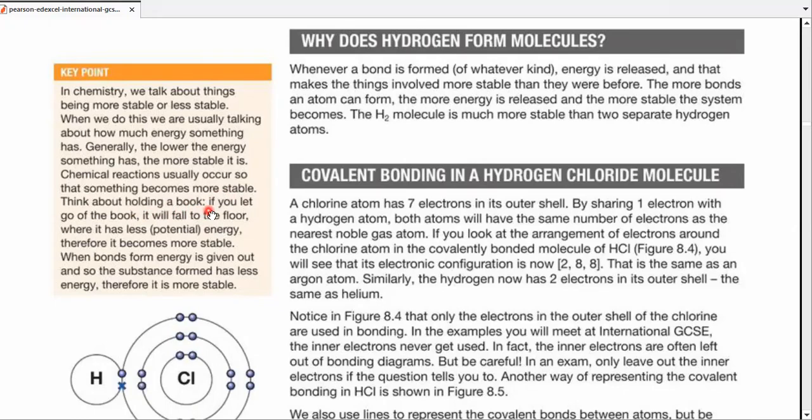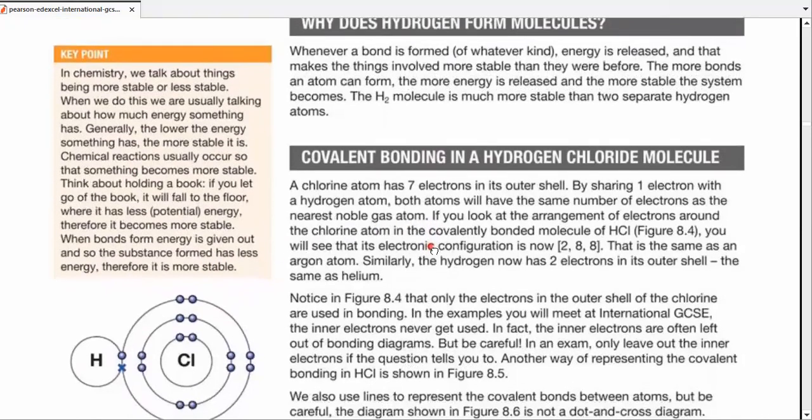Think about holding a book. If you let go of the book, it will fall to the floor, where it has less potential energy. Therefore, it becomes more stable. When bonds form, energy is given out, and so the substance formed has less energy, and we call it more stable. So all of the bonding, be it ionic bonding, covalent bonding, or any other kind of bonding, it's all about becoming more stable. And whenever we talk about atoms having the electronic configuration of the nearest noble gas, that's once again about stability as well.